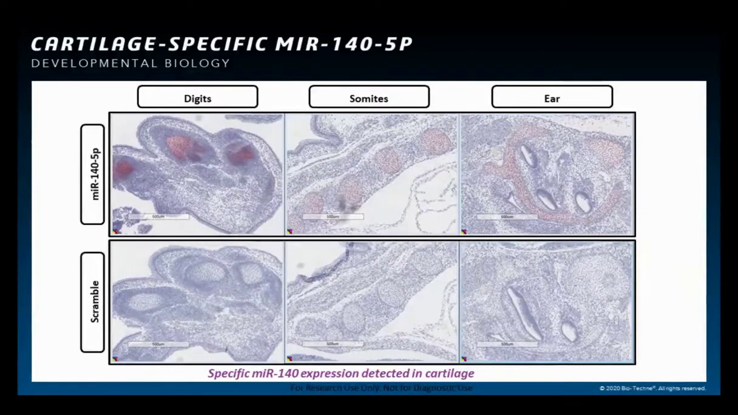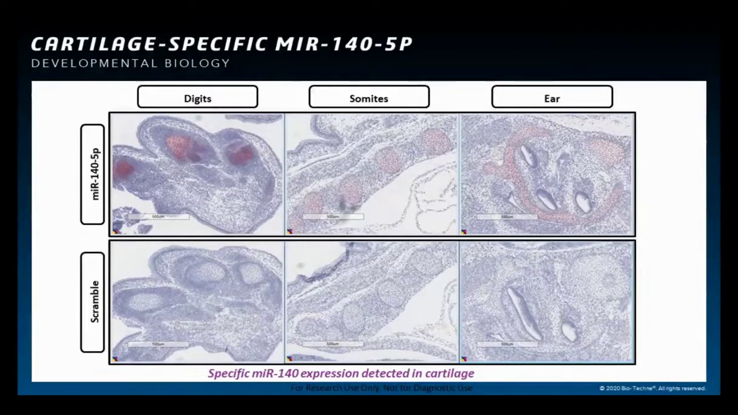Other microRNAs that are also involved in developmental biology, this particular microRNA, miR145-5P. And this is a cartilage-specific microRNA. Again, this slide shows E15.5 embryos, and three key areas we're highlighting here. First, digits on the far left. Second, the somites in the center, and the ear structure on the right. Now, miR145-5P is actually being detected at different levels across these different tissue structures. Again, this is necessary to understand how microRNAs are regulating different biological signaling networks.